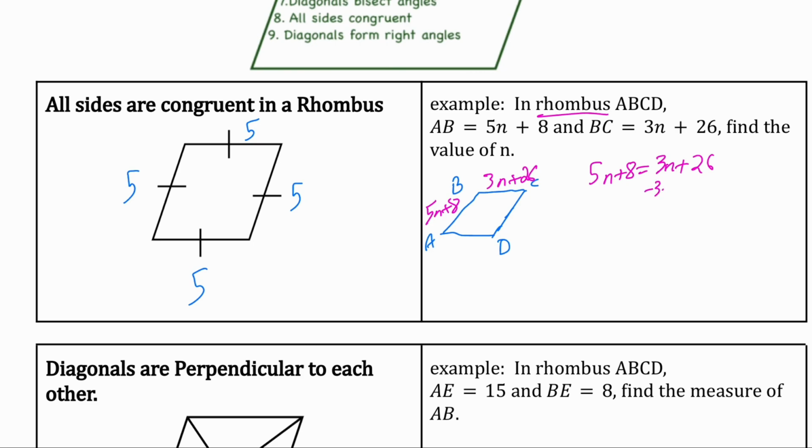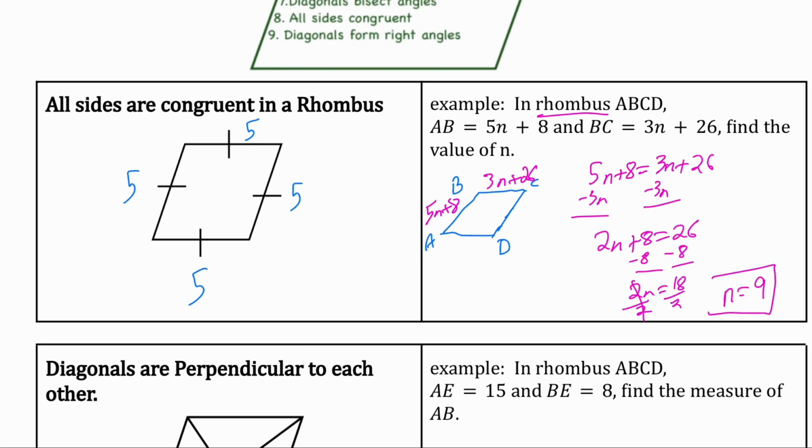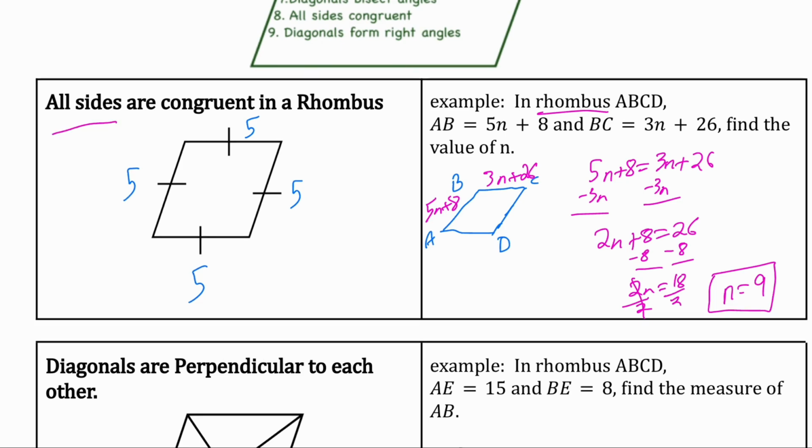So we'll subtract the 3n from both sides. We end up with 2n plus 8 is equal to 26. Then we could subtract that 8 from both sides. We have 2n is equal to 18. And then when we divide both sides by 2, we end up with n is equal to 9. So we know that n is 9. So remember, all sides are congruent in a rhombus.